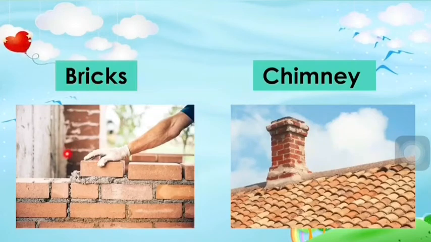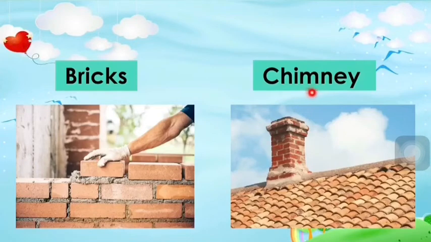Bricks. Rectangular blocks made up of dried clay. These rectangular blocks are the building material. All the houses and the buildings are made up of bricks. These are bricks. Rectangular blocks made up of dried clay. Is it clear, children? We make houses and buildings from these bricks.